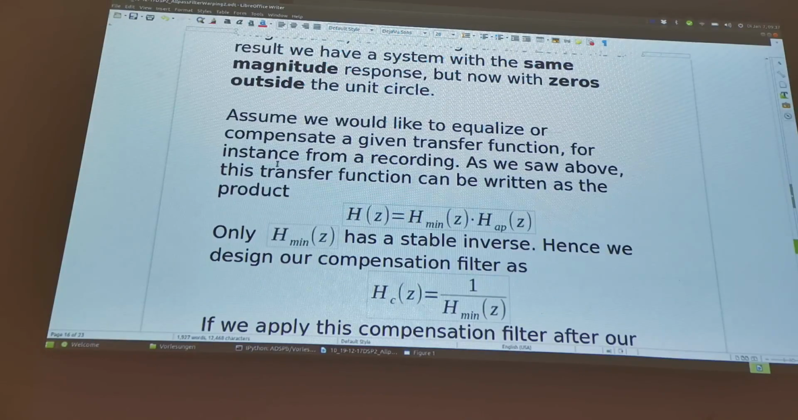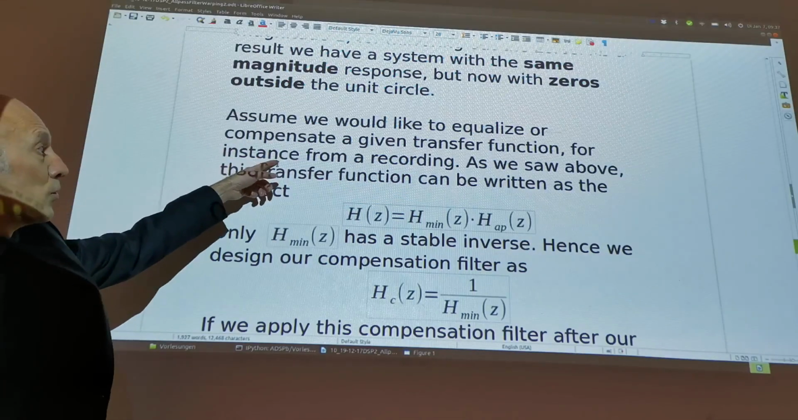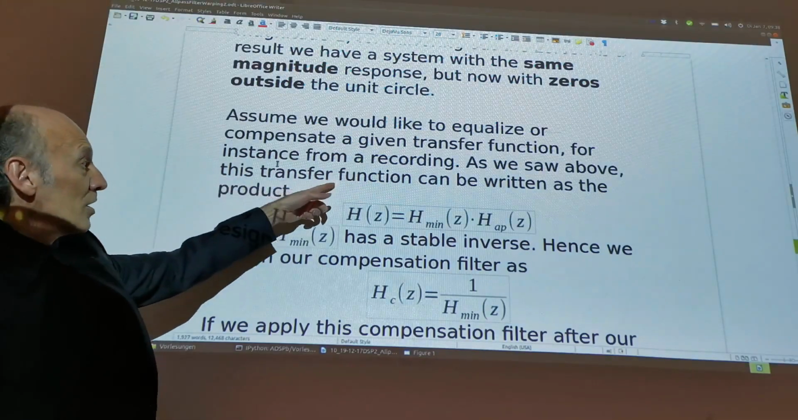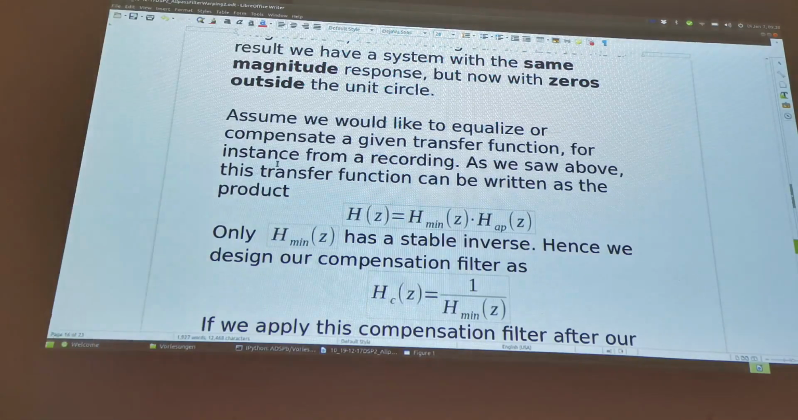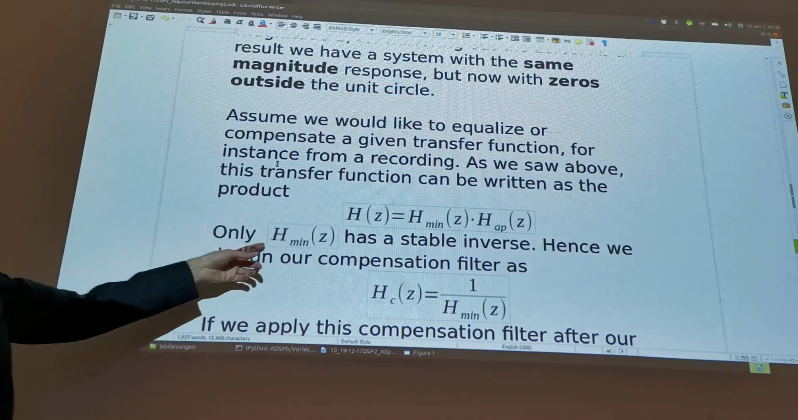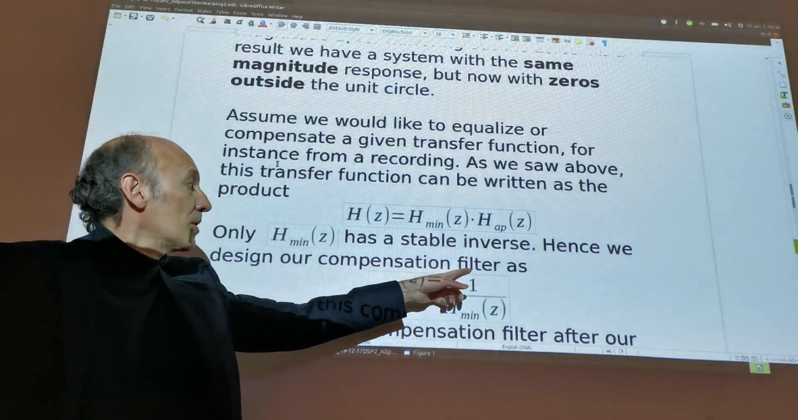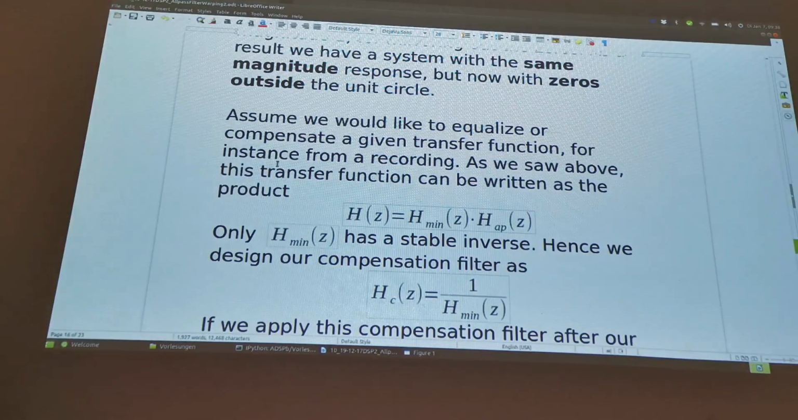Right. So assume we would like to equalize or compensate a given transfer function, for instance from a recording, like a tape, maybe an old tape, and we want to equalize it. As we saw above, this transfer function can be written as the product h equals h min times h all pass. Only the h min has a stable inverse, hence we design our compensation filter as 1 over h min. So this is now which we can compensate.